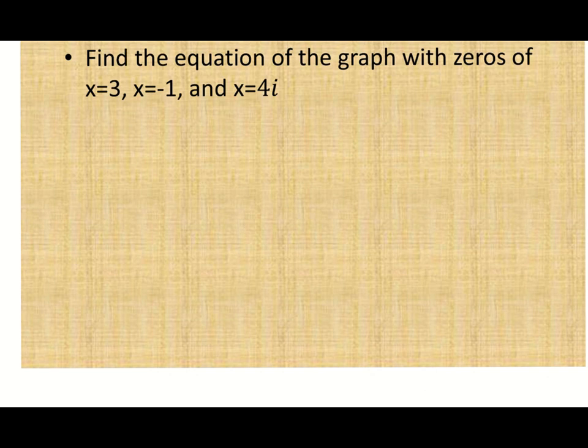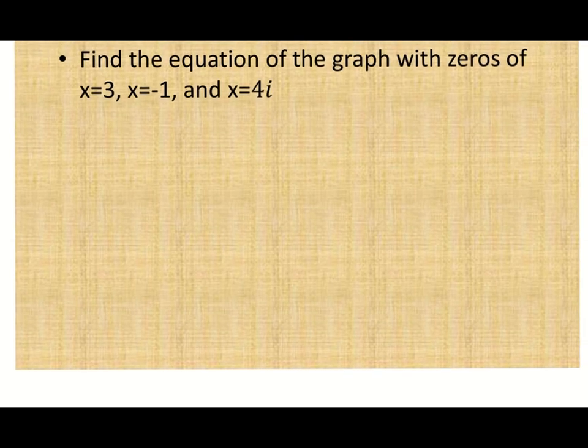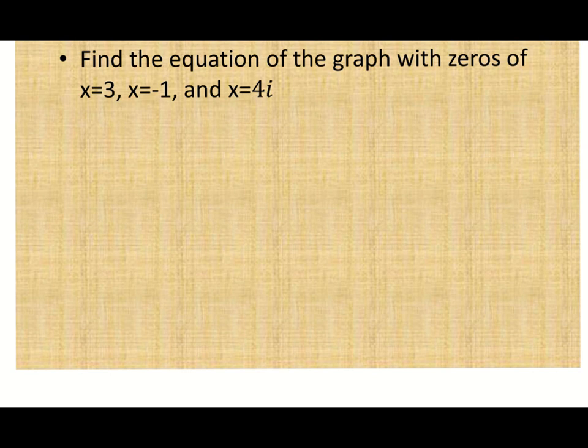So here's one last example. It says find the equation of the graph with zeros of x equals 3, x equals -1, and x equals 4i. So breaking it down again, we want to start by finding the equation in factored form.